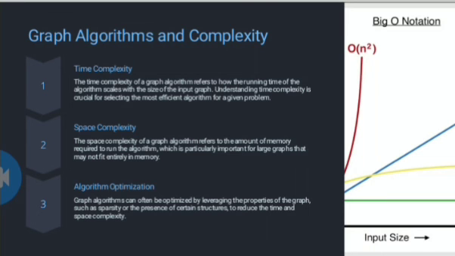Space complexity. The space complexity of a graph algorithm refers to the amount of memory required to run the algorithm, which is particularly important for large graph datasets that may not fit entirely in memory. Algorithm optimization. Graph algorithms can be optimized by leveraging the properties of graphs, such as sparsity or the presence of certain structures, to reduce the time and space complexity.